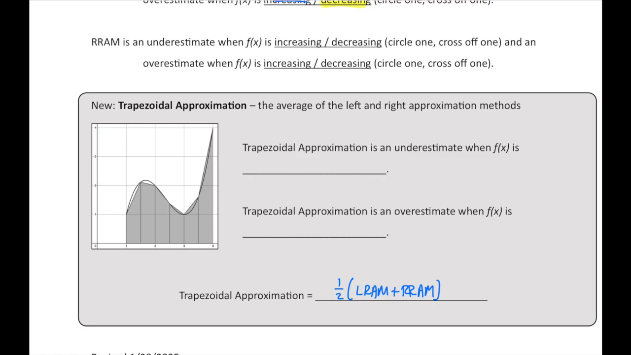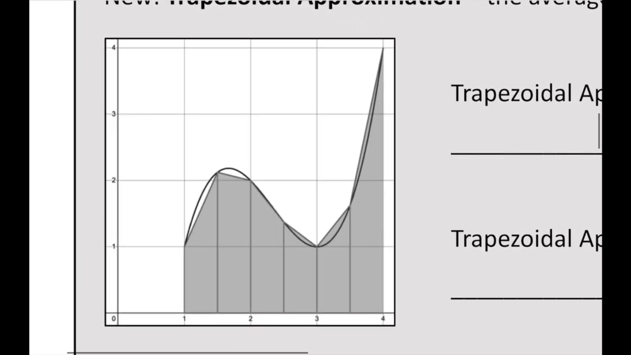And I'm going to zoom in on my graph right here. Here's our box for our left rectangular approximation. Here's our rectangle for the right rectangular approximation. And the trapezoid cuts that section in half along the diagonal. So that's how we have the average. And you can see it's probably going to be a little bit of a better approximation.